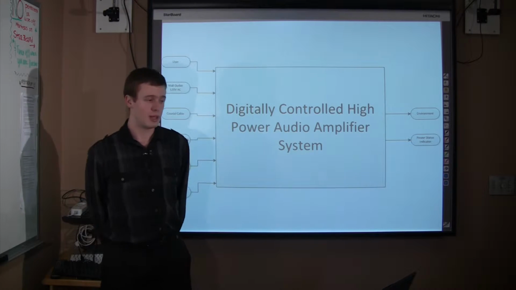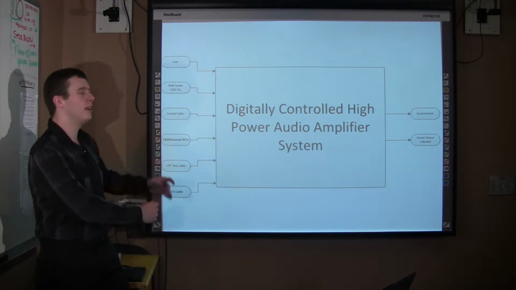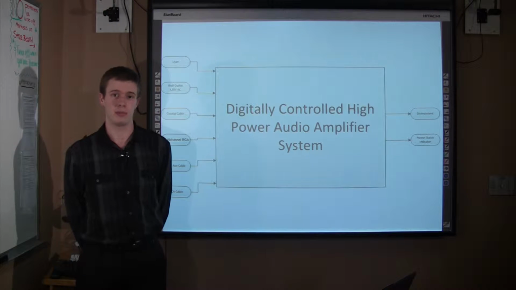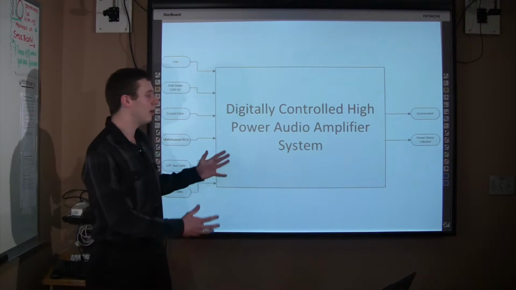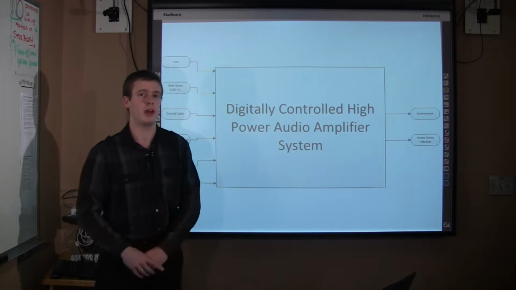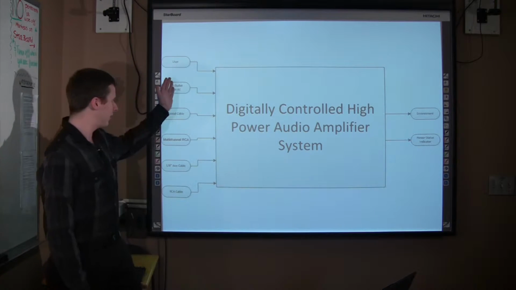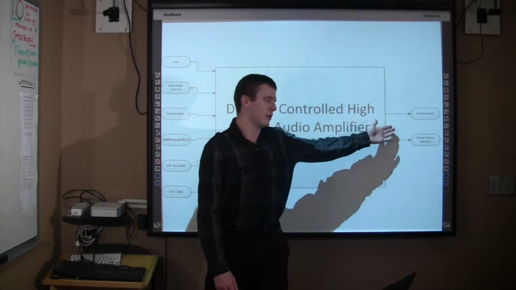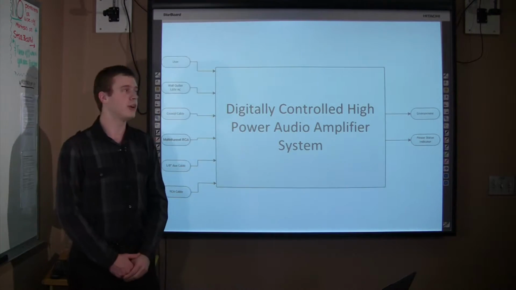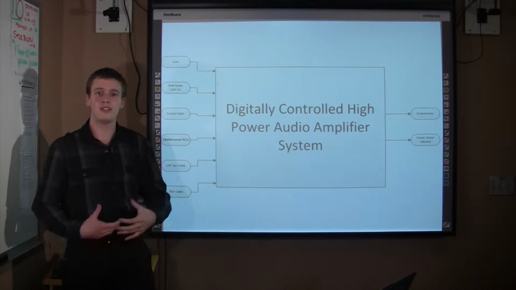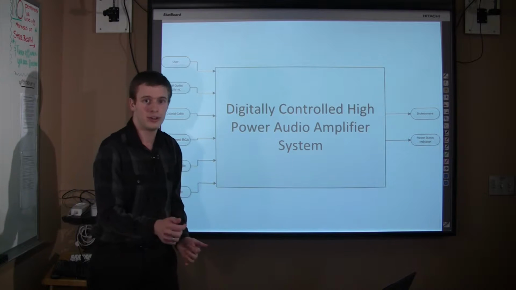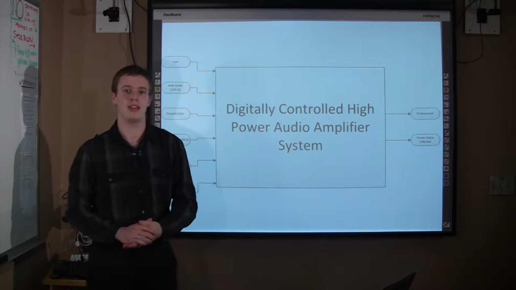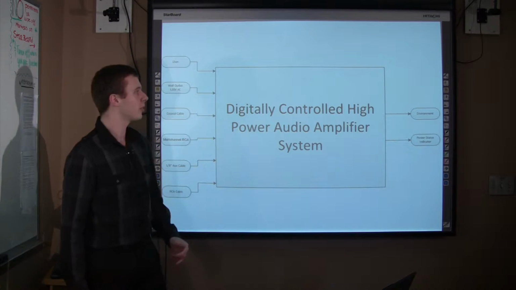Thank you, Jesse. As you can see, we have displayed here on the board our top-level black box diagram. This is a representation of the inputs and the outputs to our system. We have 6 inputs and 2 outputs. The first input is the end user. This is the person who is actually going to be turning the knobs and pushing the buttons and listening to the music from our system.